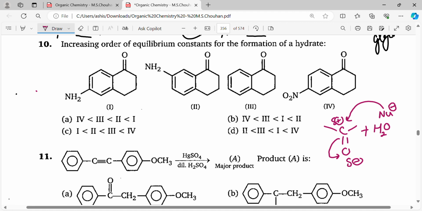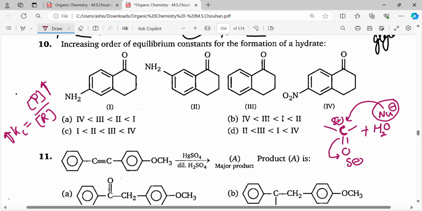Now we have to understand that the equilibrium constant like Kc or Kp depends upon the concentration of product divided by the concentration of reactant. So if the concentration of product is higher at equilibrium, then the equilibrium constant will also be higher. So it means if hydrate formation is higher, then Kc will also be higher. Hydrate formation will be higher where the nucleophile attacks this carbonyl carbon at a fast rate of reaction.